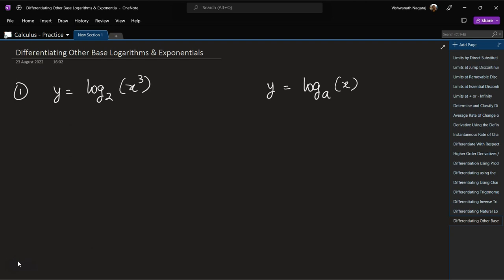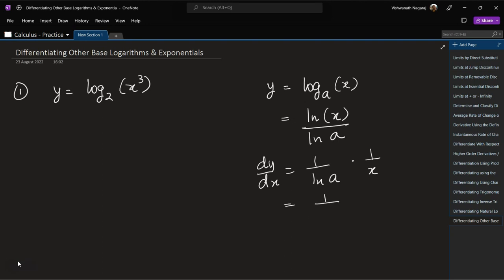Okay, now changing of bases we know how to do. So I'm going to convert it into natural log of x by natural log of a. Now if I do the differentiation, 1 by natural log of a is a constant, so it doesn't depend on x. Which means I have to differentiate only natural log of x, which we know is 1 by x. So this becomes 1 by x natural log of a. Pretty straightforward. So let's apply this here.